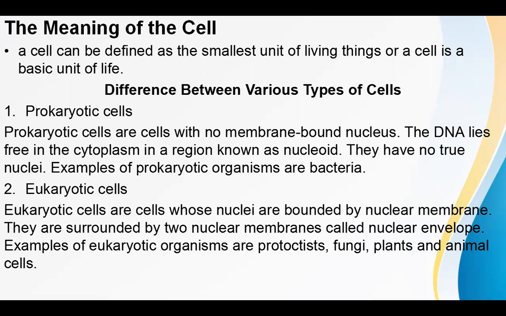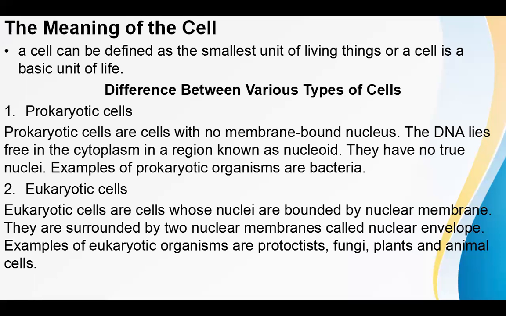Basically, there are two types of cells. The first one is the prokaryotic cells. The second one is the eukaryotic cells. Prokaryotic cells are cells that have no membrane-bound nucleus. This means that the nucleus is not bonded to a certain kind of a membrane.